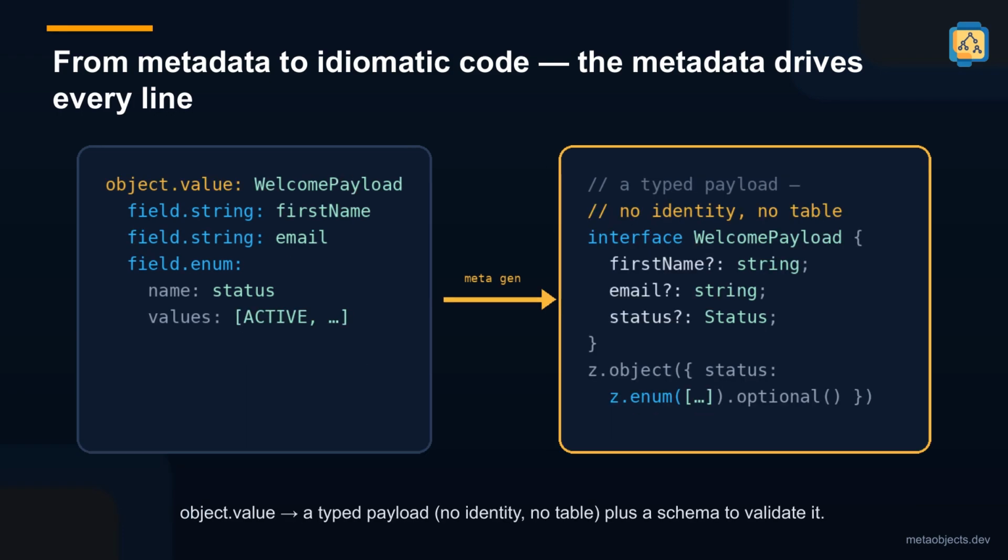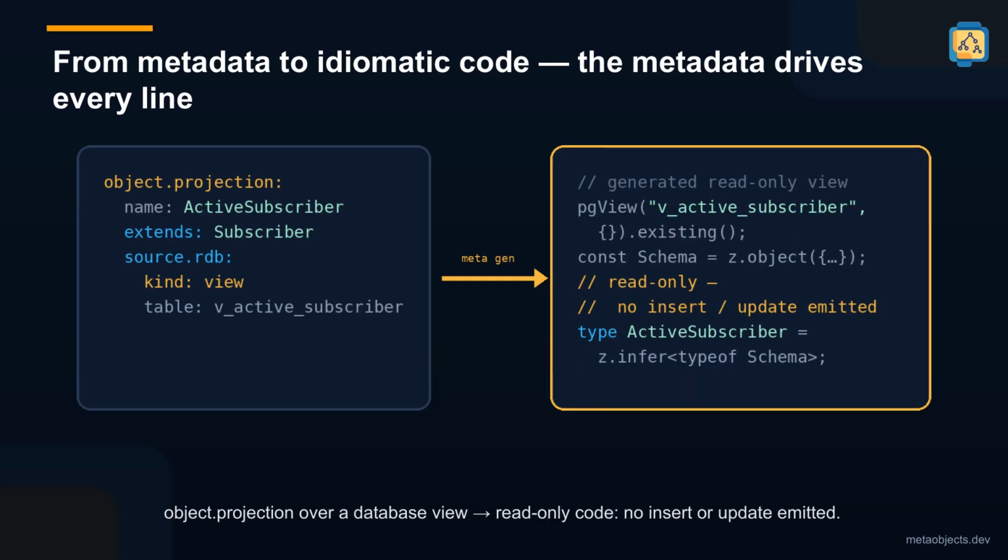The same model generates your DTOs. Because this one is an object.value, no identity, no table, you get a typed payload your code fills in with a schema to validate it. And your read-only views? An object.projection over a database view becomes read-only code. Queries, but no inserts or updates. Entities, value objects, projections, every shape from the one model.